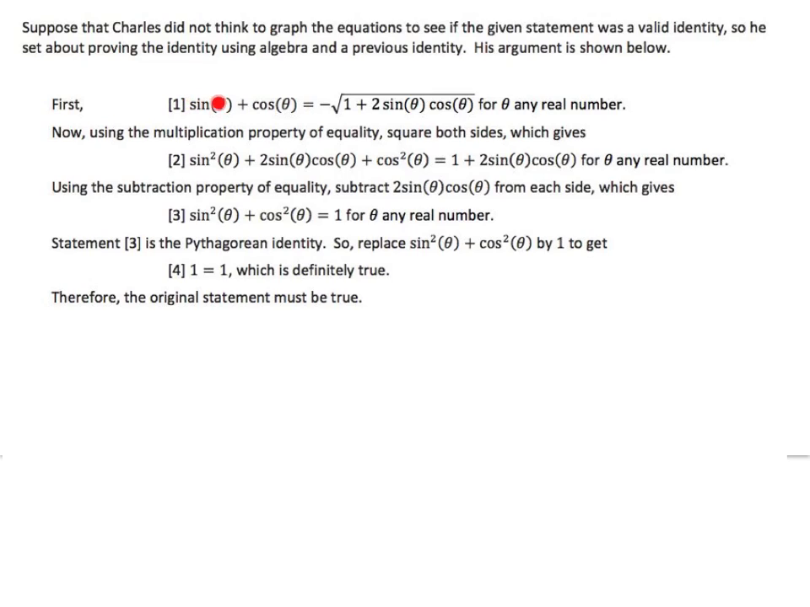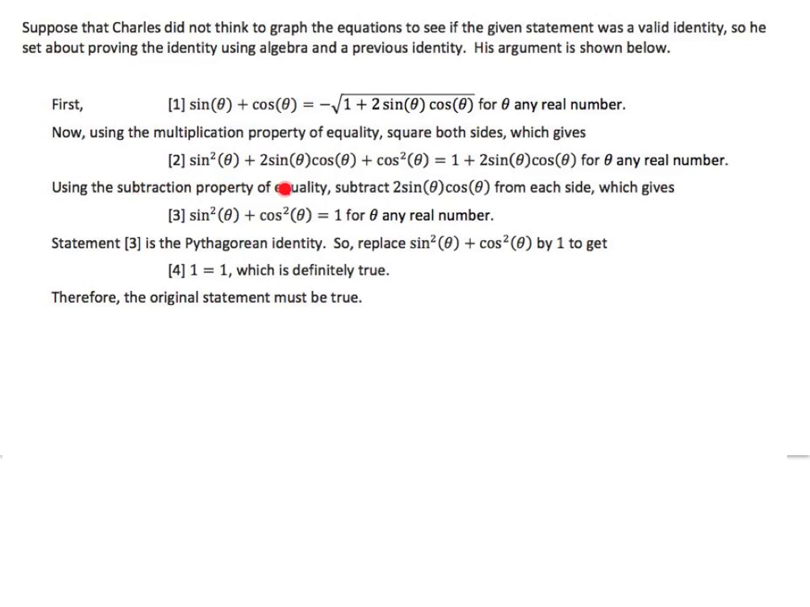First, we have the equation for theta is any real number. Using the multiplication property of equality, he squared both sides, which gives, here we use FOIL, first, outer, inner, last, and we got this part right here. And here, if we square this side, the negative becomes a positive and the root cancels out. So I have 1 plus 2 sine theta cosine theta.